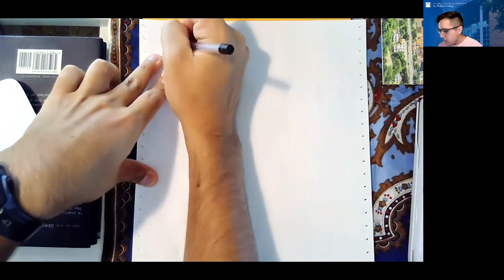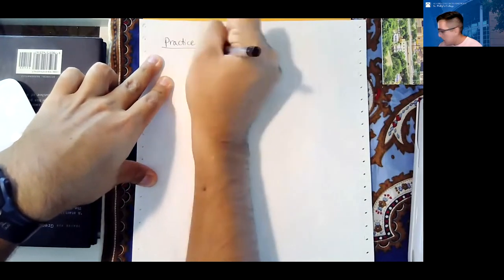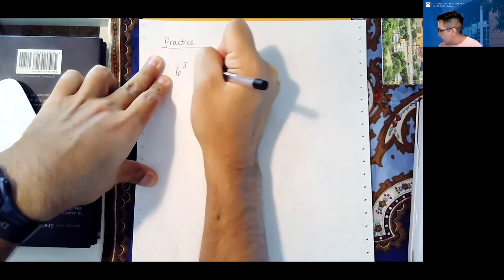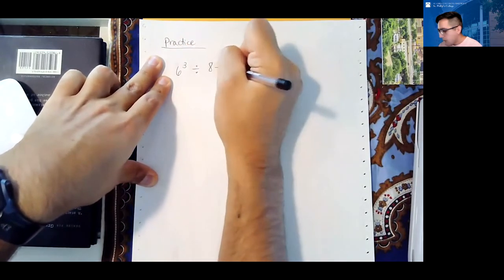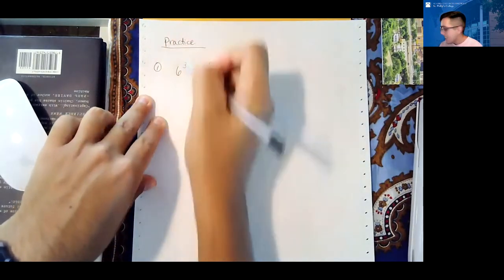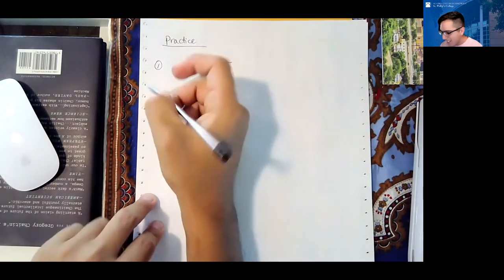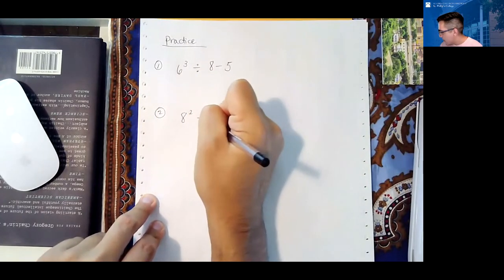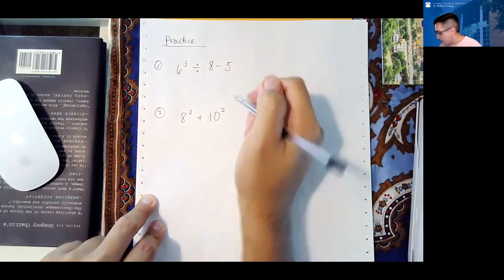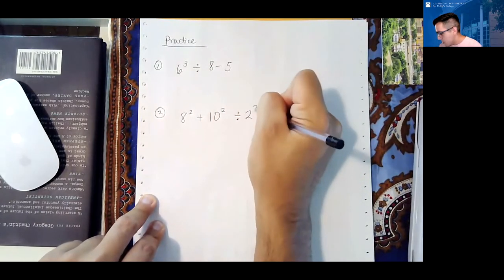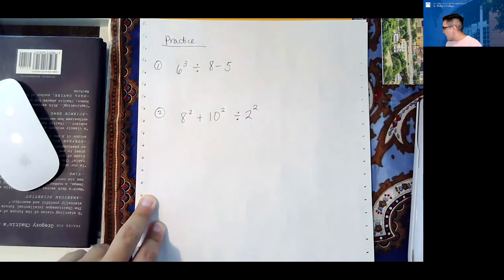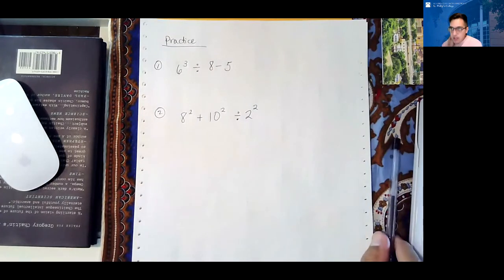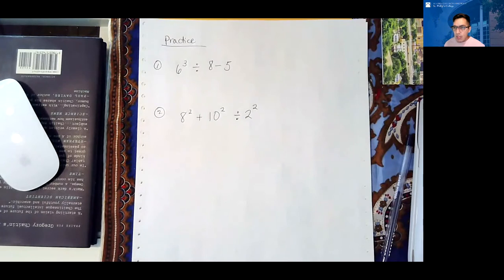Okay, so let's look at some more practice problems. 6 to the third divided by 8 minus 5. That was the original problem before I decided to jack it up. So let's look at another one too. 8 squared plus 10 squared divided by 2 squared. And then, yeah, we'll just work on those two. So I'll give you guys about 3 to 5 minutes to work these out, and then we'll come back together and see what we get.